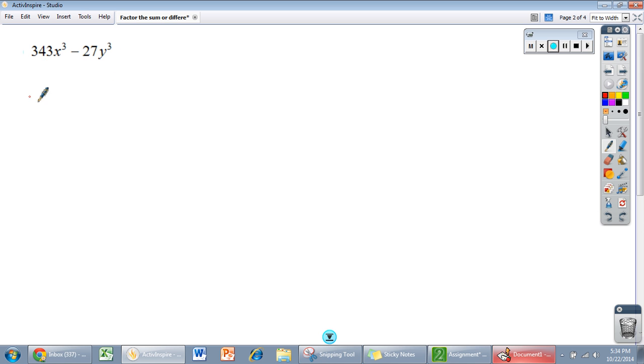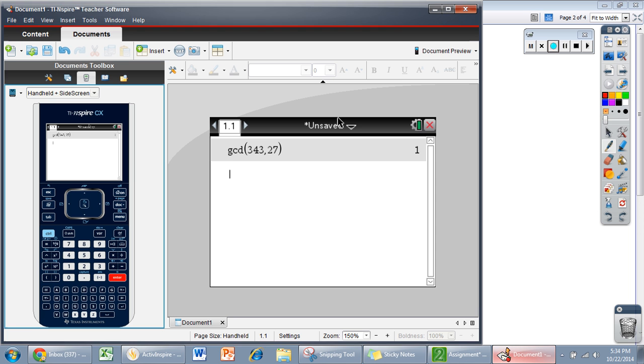Since there's no greatest common factor, we're going to check to see if these numbers are perfect cubes. Let's go to my calculator again. By hitting Control and the caret key, up pops your box. We're looking at the cube root, and the first number is 343. We see the cube root of 343 is 7. Our other number was 27, so Control caret, the cube root of 27, and we see that's 3. So now we have our 2 numbers that we're going to be working with.